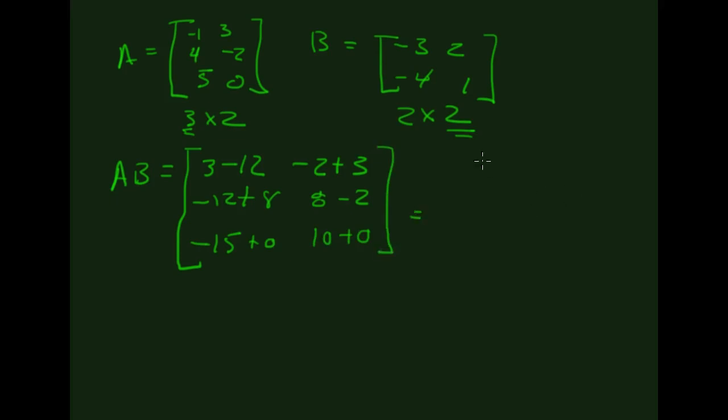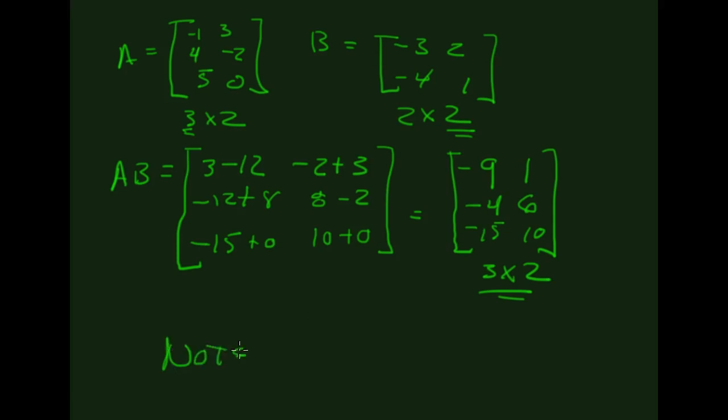So the resulting matrix should be 3 minus 12 is -9. -2 plus 3 is 1. -12 plus 8 is -4. 8 minus 2 is 6. -15 and 10. So this is the appropriate 3 by 2 matrix that I end up with. Okay, so this is a little complicated. You might want to practice some of these by hand. MATLAB does this automatically for you. You just punch in the two matrices and multiply them, and this is exactly what it knows how to do.